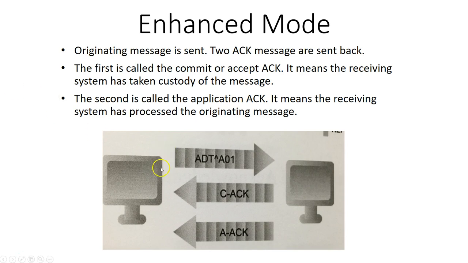So here you have the ADT A01 going out. First, it gets the commit acknowledgement, and then it gets the application acknowledgement. And even though there's two messages going back, if this system is waiting for an acknowledgement, as soon as it gets the first acknowledgement, it can send the next message to go out. So it actually works a little quicker that way.